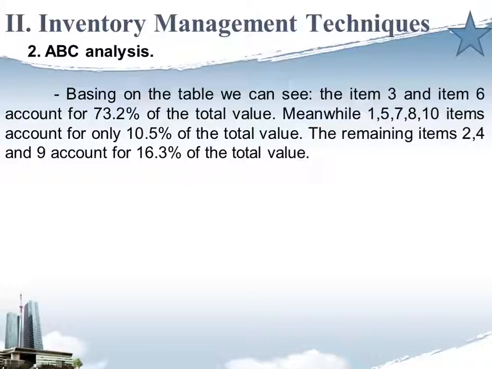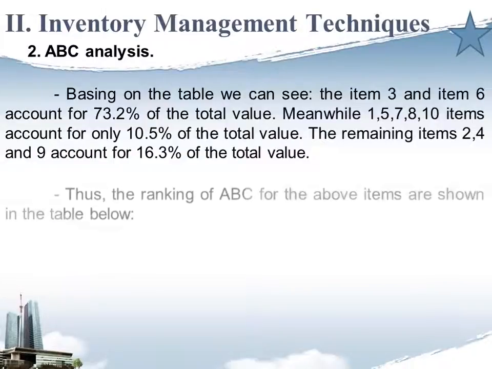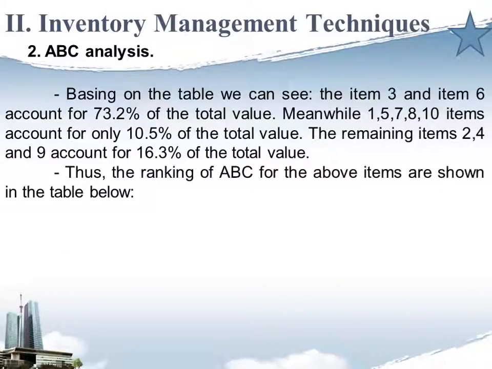Based on the table, we can see that item 3 and item 6 account for 73.2% of the total value. Meanwhile, items 1, 5, 7, 8, and 10 account for only 10.5% of the total value. The remaining items 2, 4, and 9 account for 16.3% of the total value. Thus, the ranking of ABC for the above items is shown in the table below.